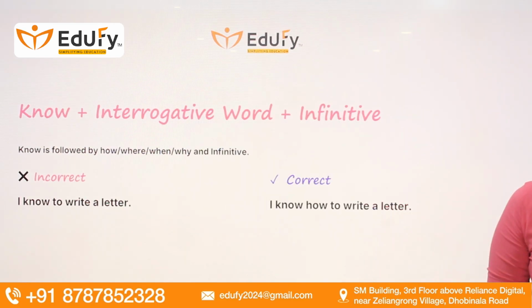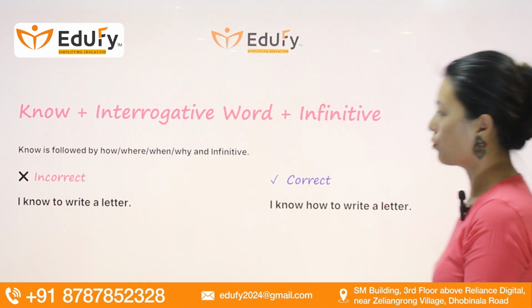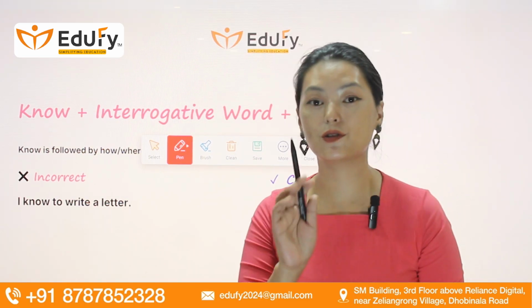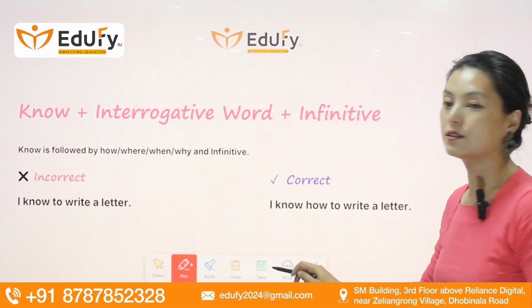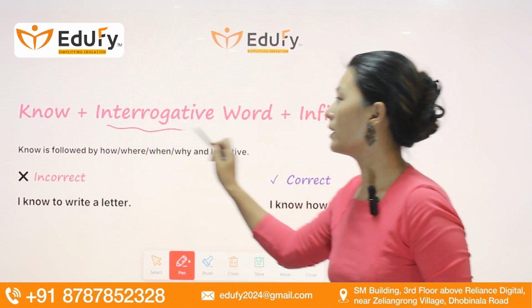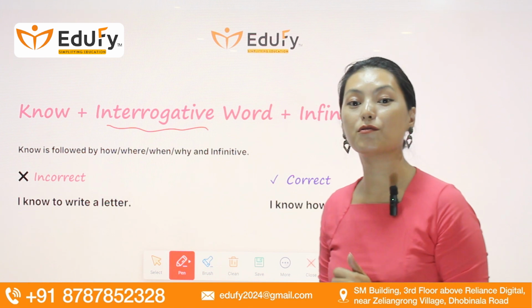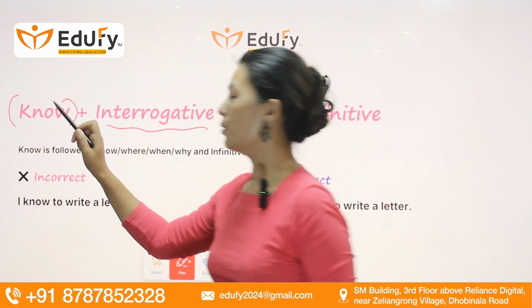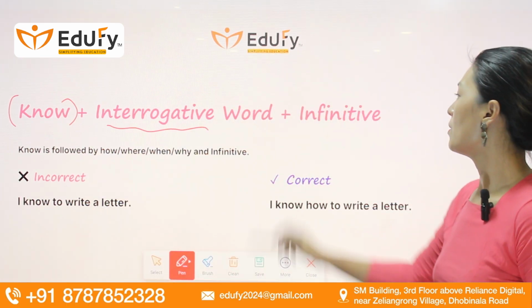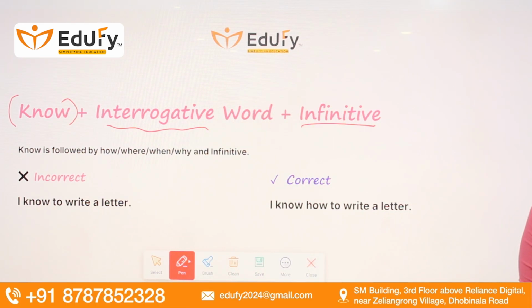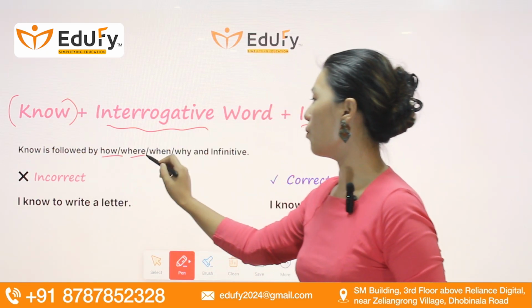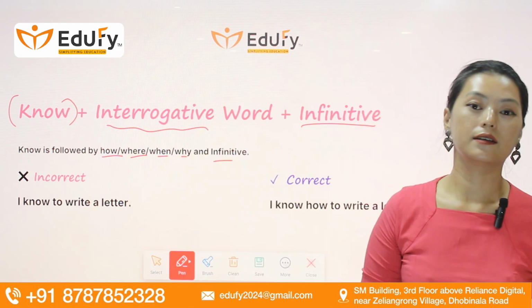Next one. Whenever we see the word know, we always use the interrogative word. And according to the context of the sentence, you will have to use any interrogative word. What are interrogative words? The word interrogative means asking questions. So any type of words that ask questions will be used with the word know, according to the context of the sentence when you have an infinitive in the sentence. Let's take a look. Know is followed by what, how, where, when, why, and infinitive.